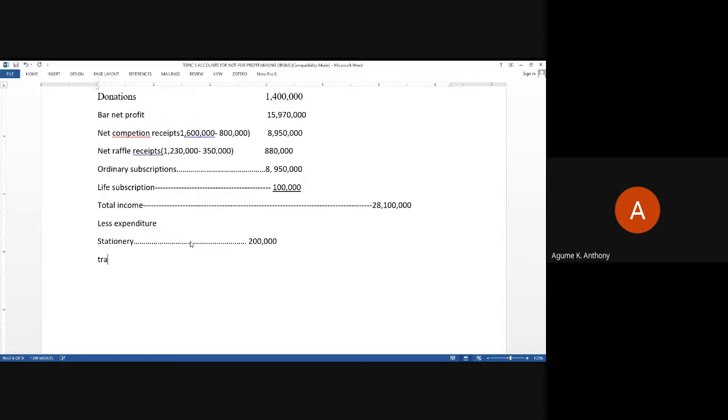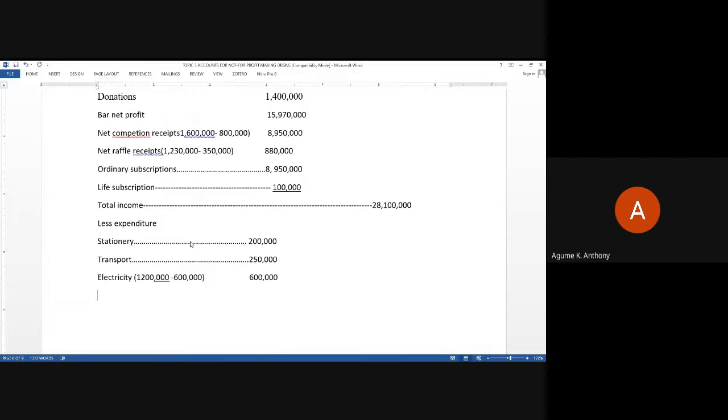Then you have transport. Transport is given as 250. Then you have electricity. Now electricity, remember I've been given 1.2, but I'm going to raise the 600 which was charged in the bar. Whatever I'm going to charge for electricity here will be 600, because half of it was charged in the bar, all related to the bar.